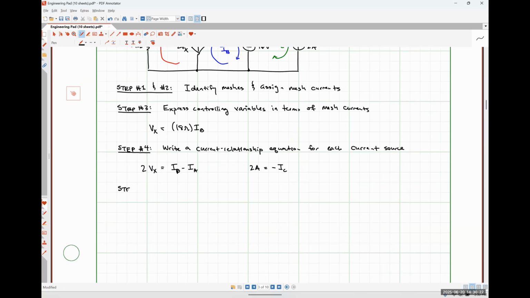So our fifth step is going to be to write a KVL equation for all supermeshes, if possible. Okay. So, excuse me, that should say supermesh.